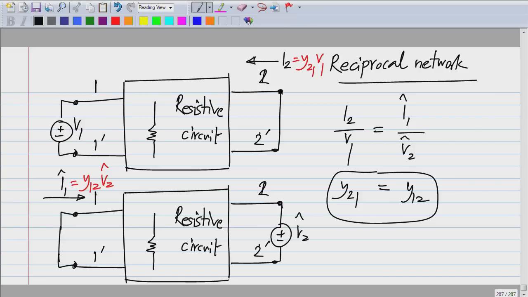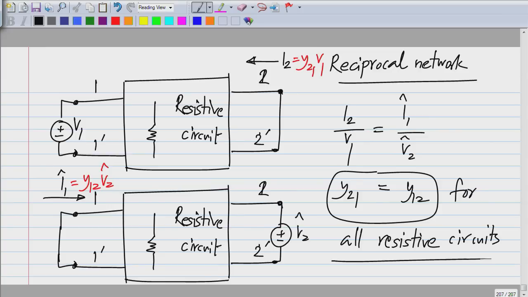So this Y12 being equal to Y21 is a fundamental property of all resistive circuits, because if you have a circuit containing only resistors, it is going to be reciprocal and Y21 will be equal to Y12. In fact, you can also look at that as a statement of reciprocity. If you are given the two port parameters and if Y21 equals Y12, you call it a reciprocal network, and if it is not equal, it's a non-reciprocal network.